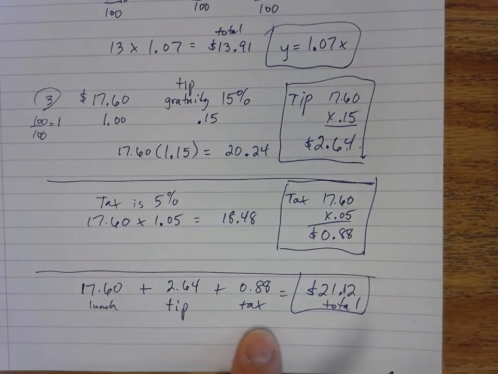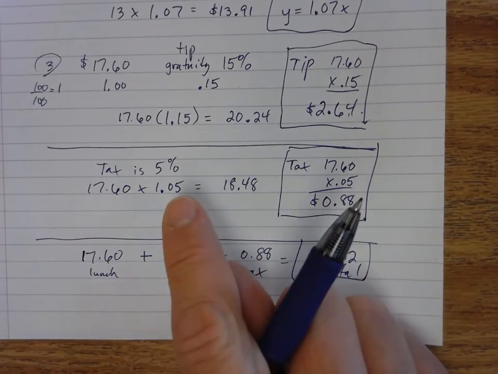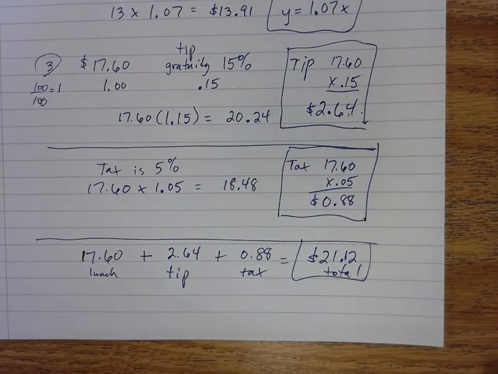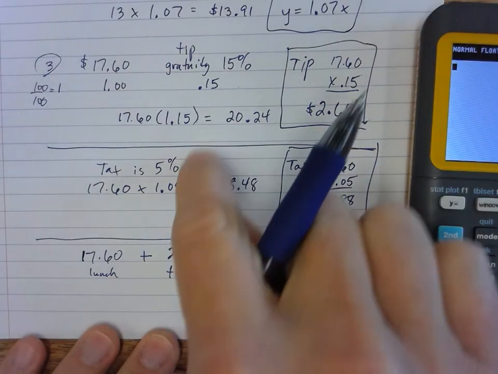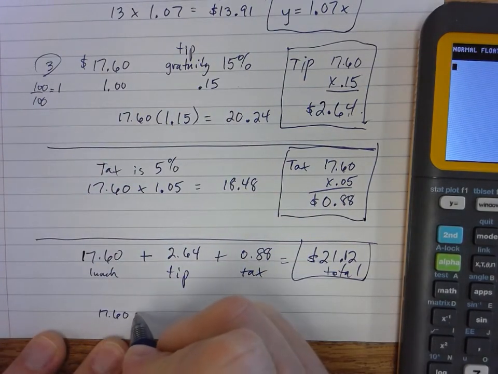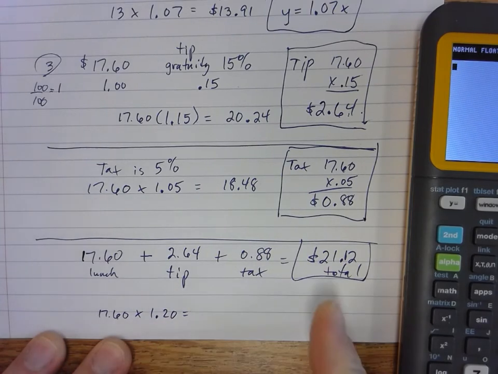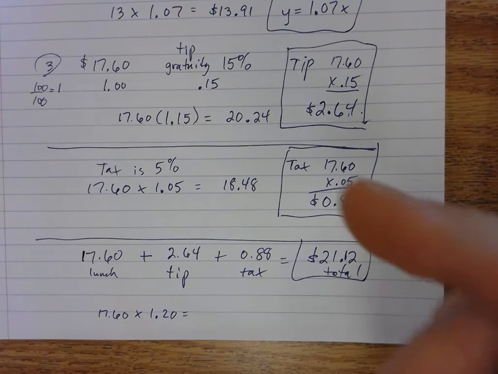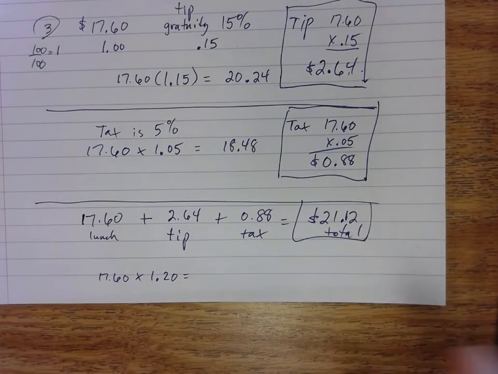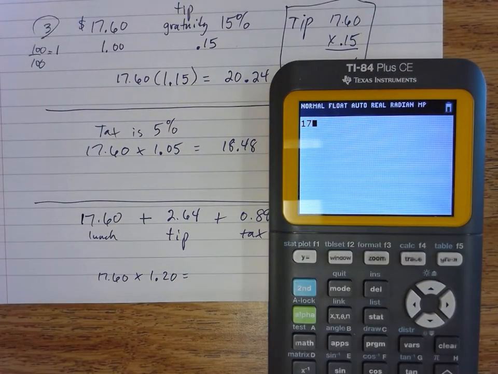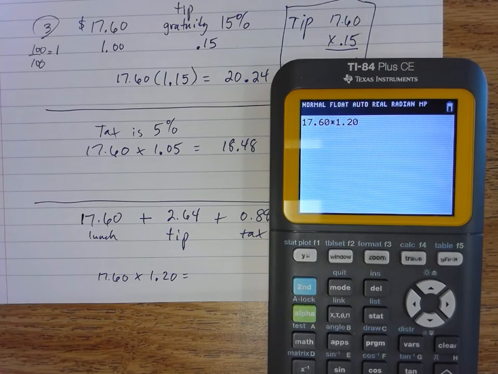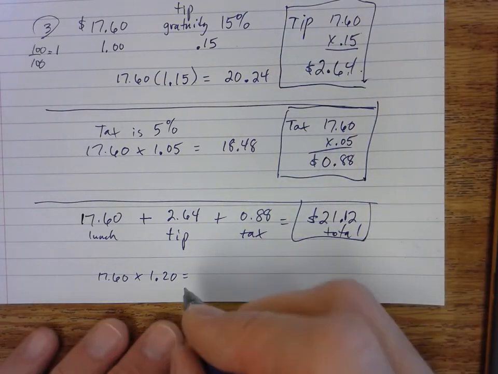Let's see if this will work. If I add the 5% and the 15% together, that would be 20%. I'm just doing this on the fly to see if it works. So if I do 1760 times 1.20, can I get $21.12 just by adding the tip and the tax together? Because 15% plus 5% is 20%. Let's test it out. 1760 times 1 for the food, 0.20 for the tip and the tax, and that gives me 2112. So there you go. That does work.